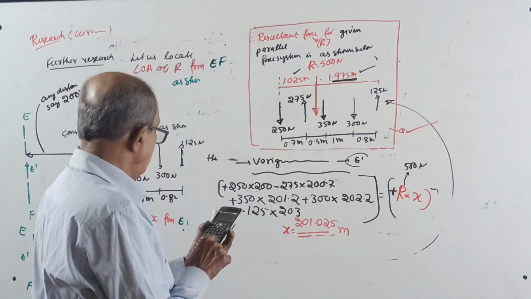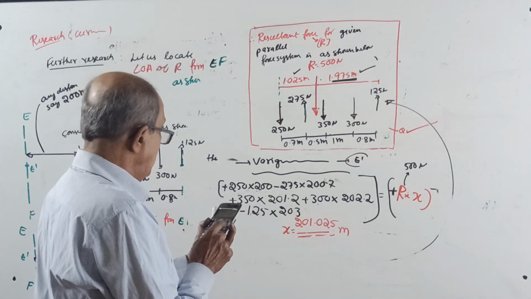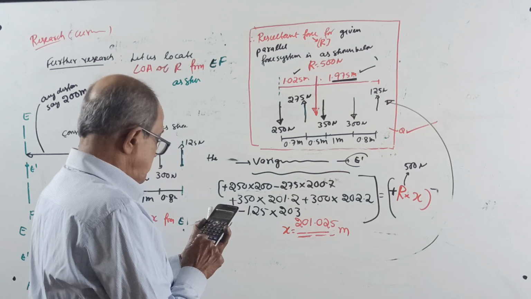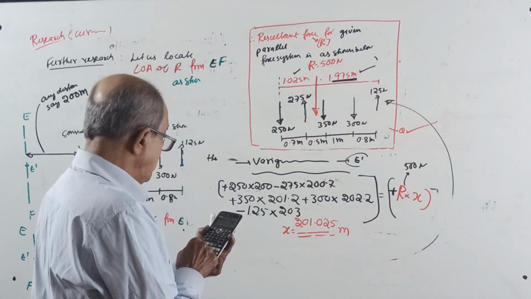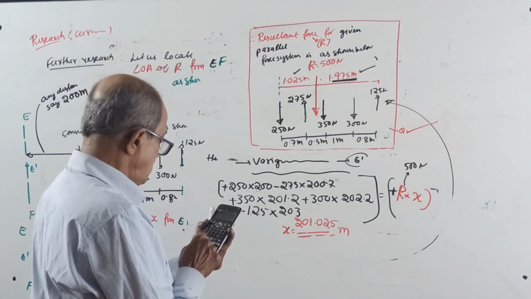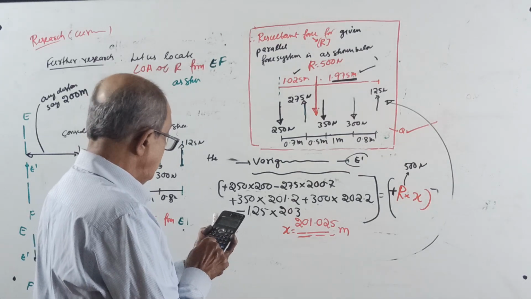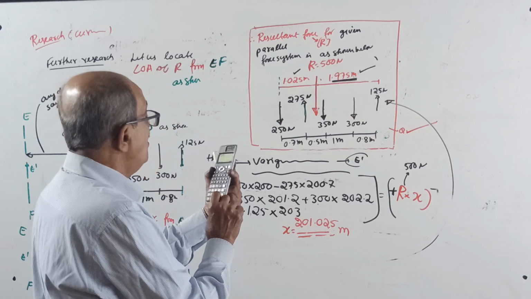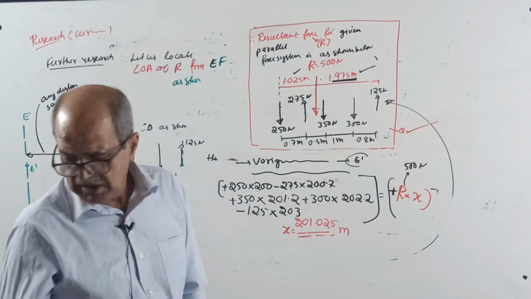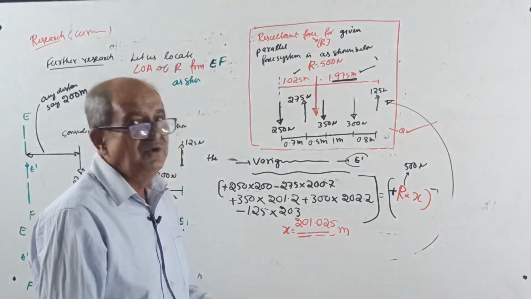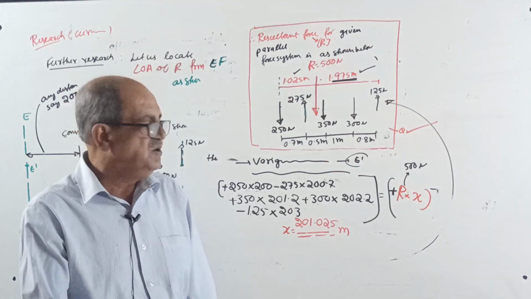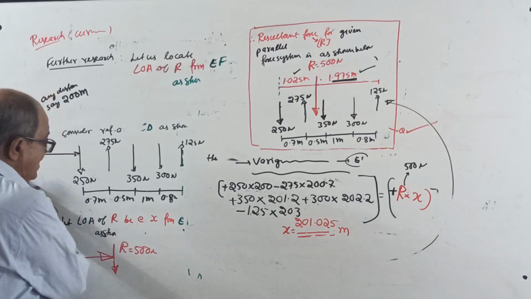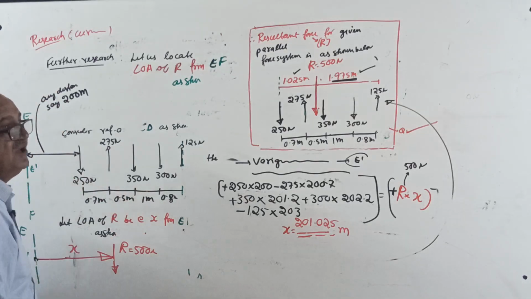It is giving some calculator error. 250 into 200, I don't know what happened there. Minus 275 into 200.7 plus 350 into 201.2 plus 300 into 202.2 minus 125 into 203, divided by 500. 201.025. I got it. I checked the value not because I was afraid, I told it has to come. I checked only for one reason. When I took moment about this point, in case by chance some distance is wrong, the answer will not come.